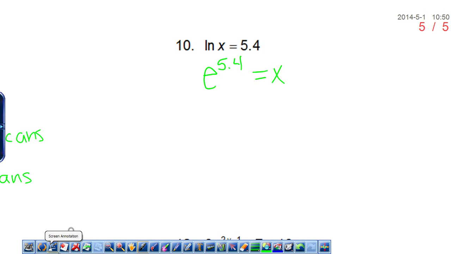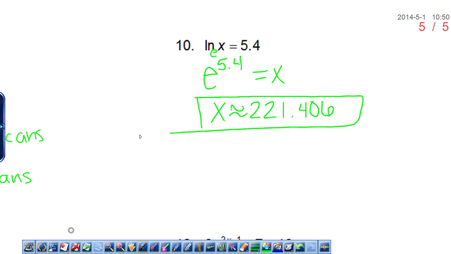Yeah, Sophie? I thought the ln stands for log of e, so where's the log from? We rewrote this log equation as an exponential equation. Base e is implied here, so e to the 5.4 power is equal to x. All right, what'd you guys get? All right, will you please try number 11?